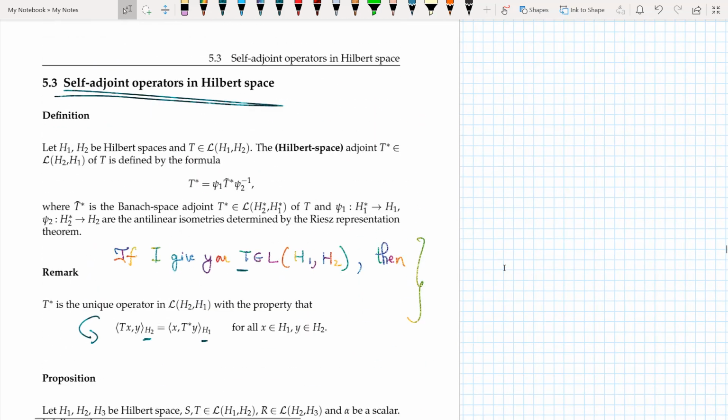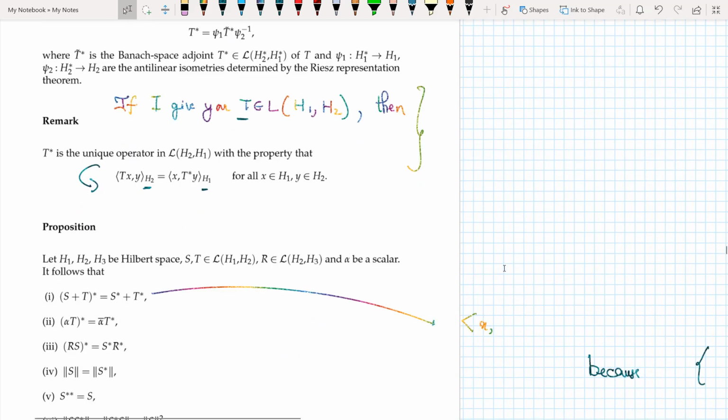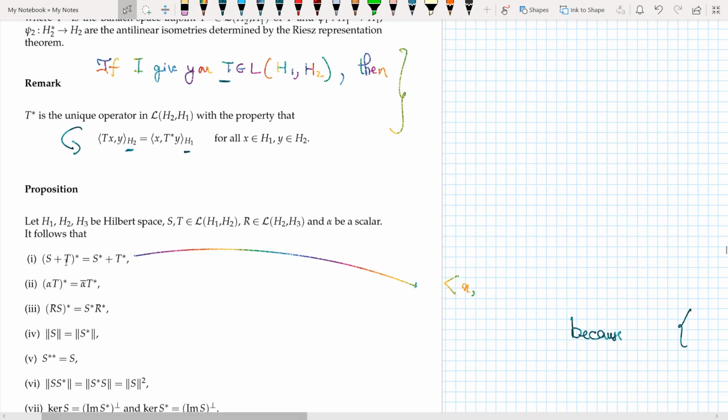That's pretty much the definition. Let's now move to some propositions, some identities. We need to prove this identity.